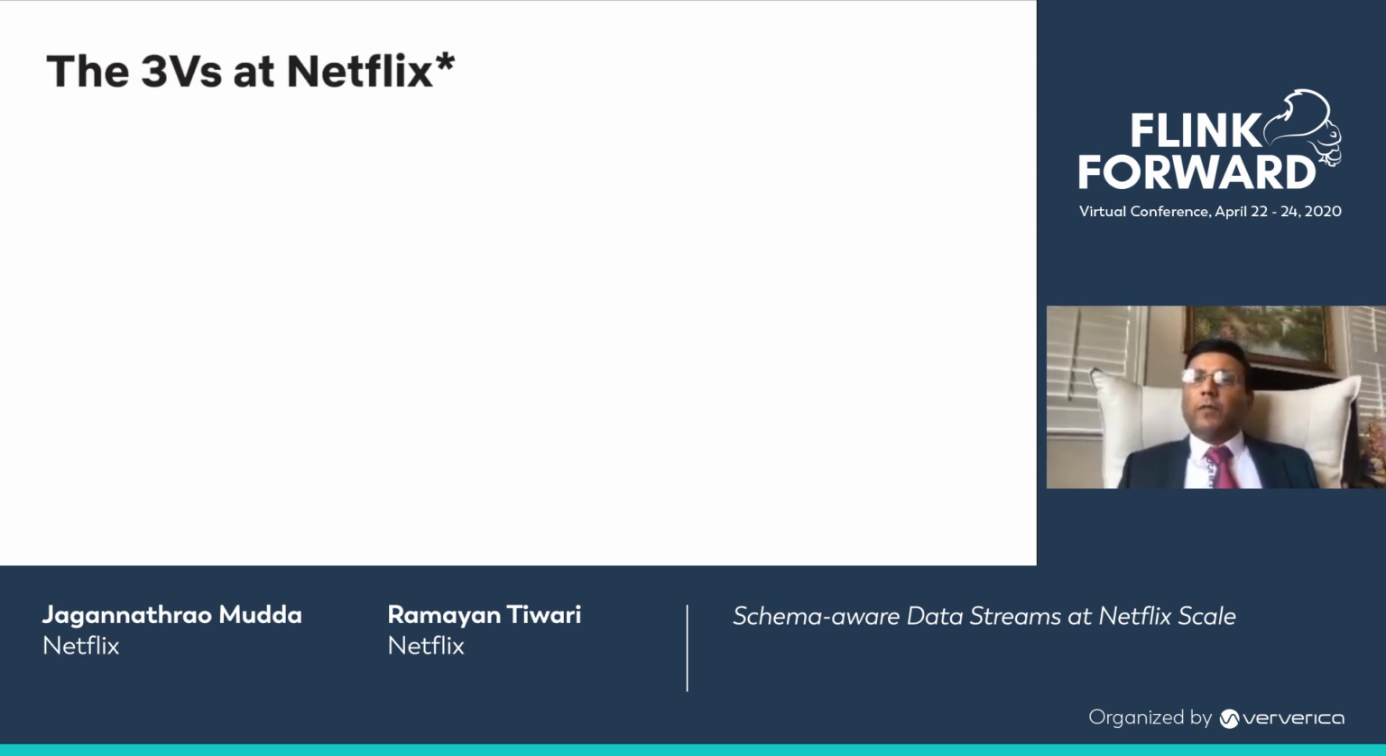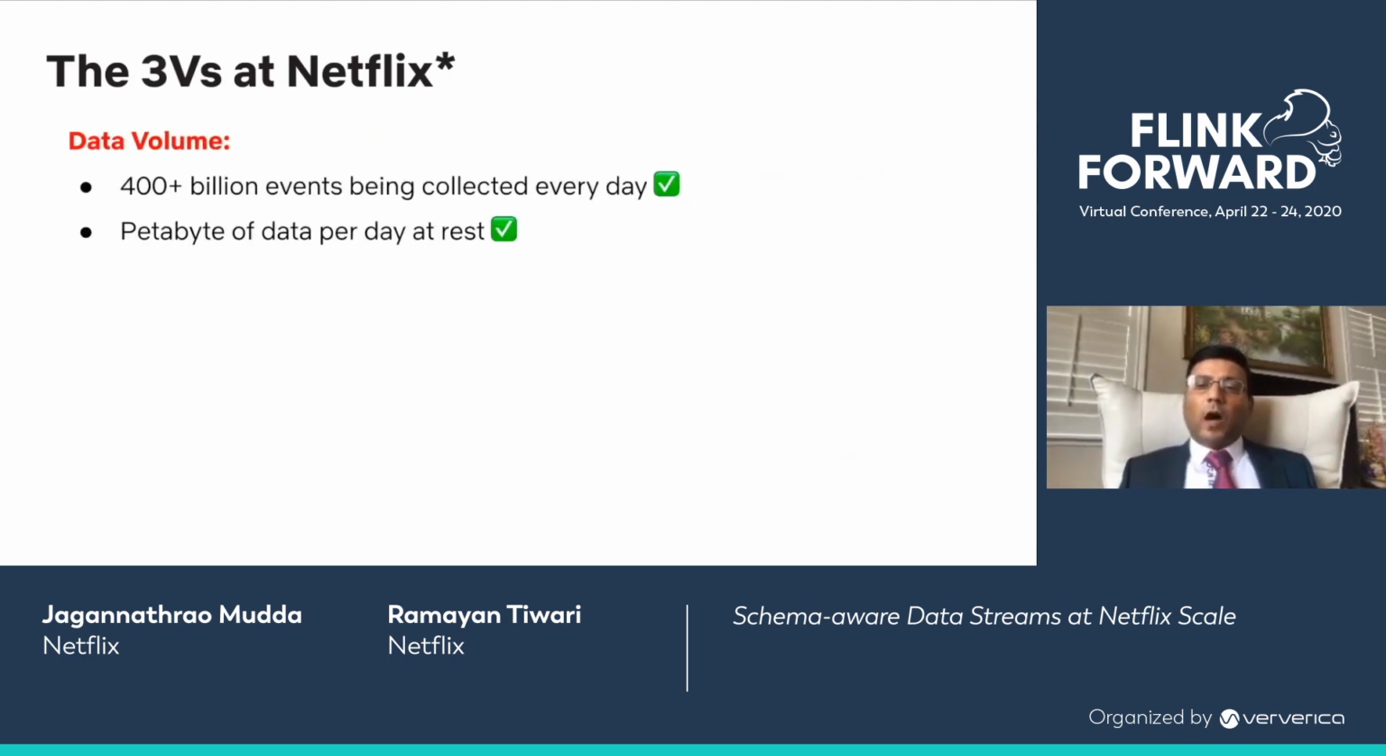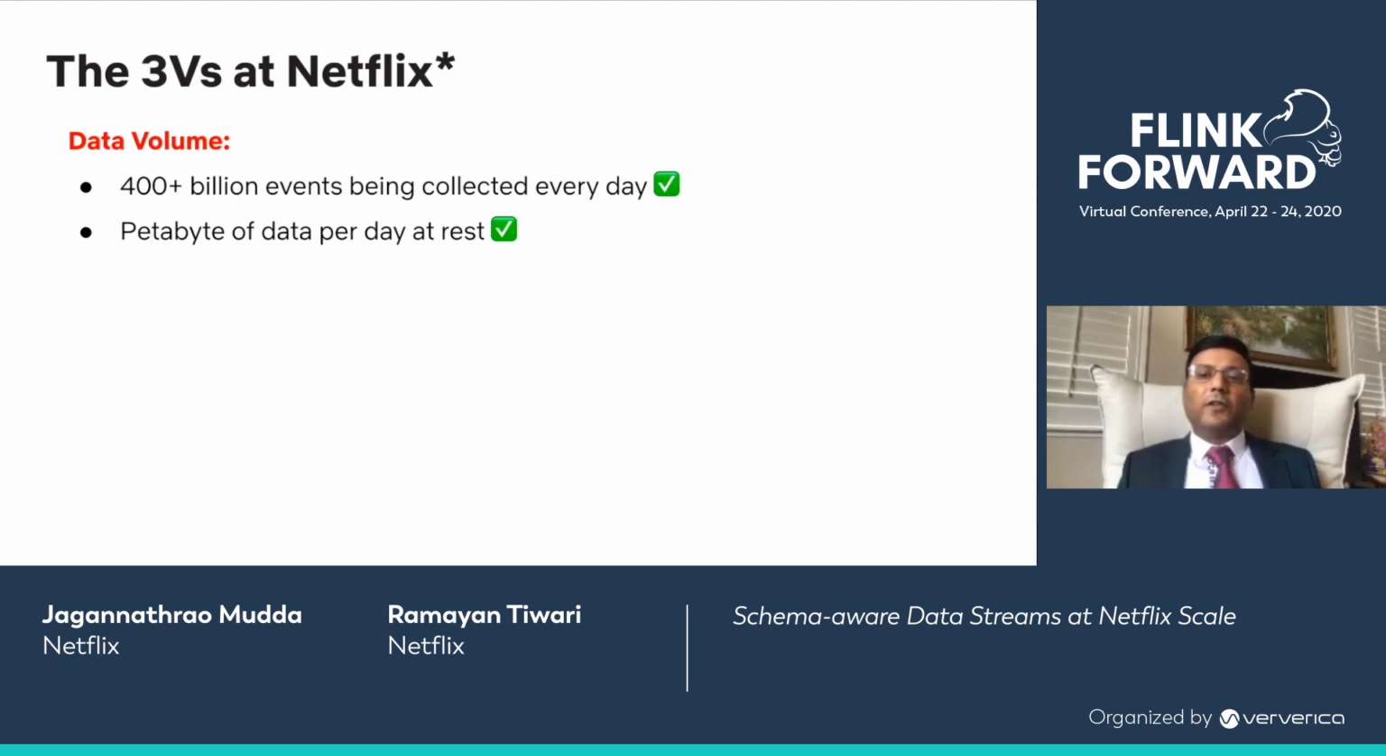A quick reference to some of the statistics of 3 V's specific to Netflix. Note that these numbers are limited to user behavior data coming from client devices. Around 400 plus billion events are being collected every day, and that translates into petabytes of data per day at rest. This is the volume of one of the largest data streams at Netflix. There are a few other data streams having similar volume.